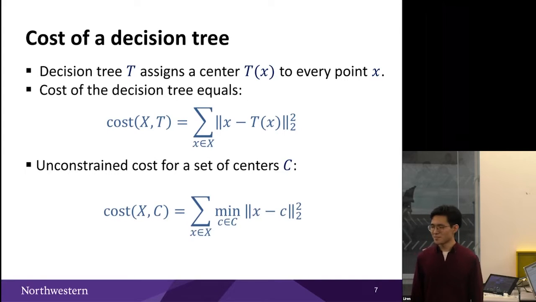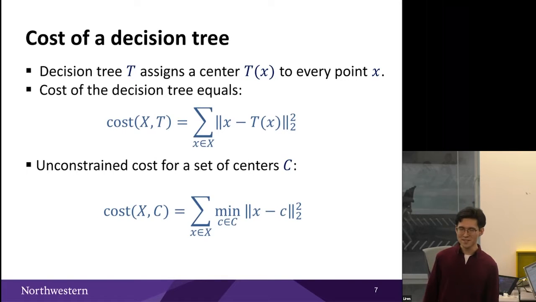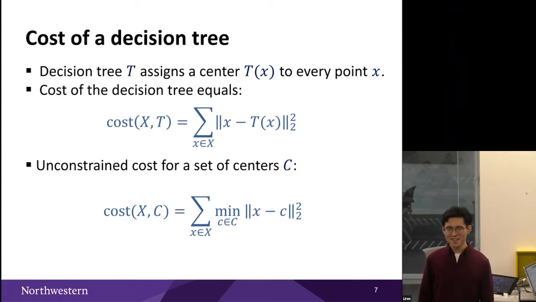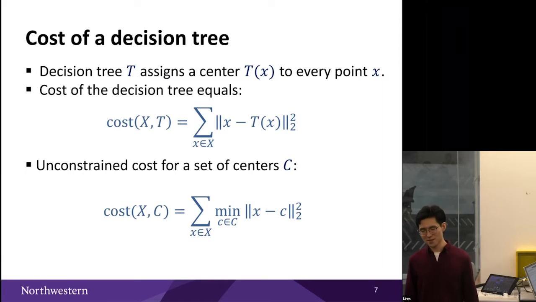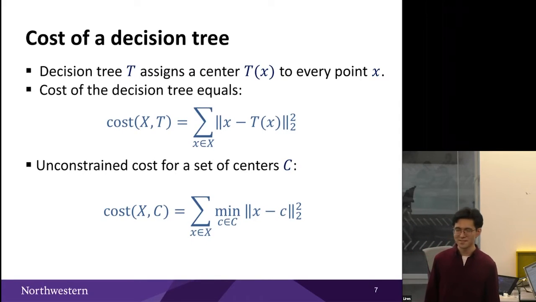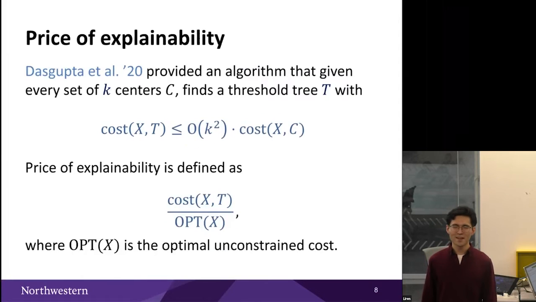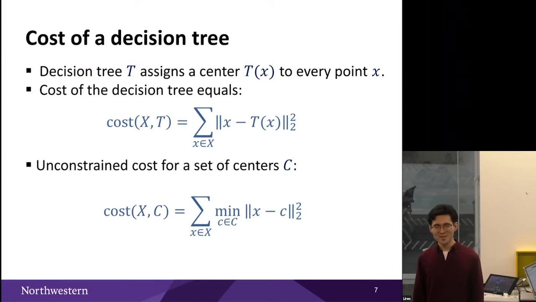This cost is quite similar to the classic K-means cost. So for the unconstrained cost, we take the sum over all points of their squared distance to their closest center in center set C. So this is the only difference. We restrict to a decision tree T.